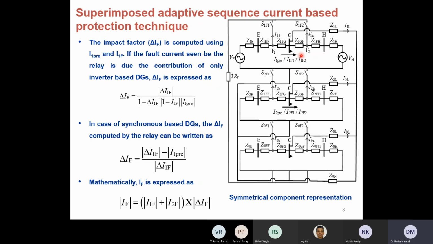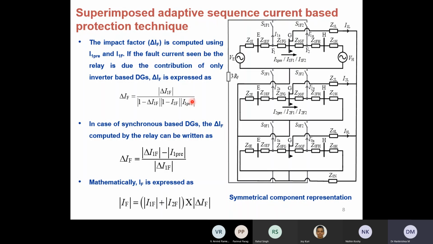Based on that, currents were calculated. So overall, the adaptive fault current is also calculated using the formula, which is the ratio between the change in superimposed positive sequence current, and the superimposed positive sequence fault current and pre-fault current.